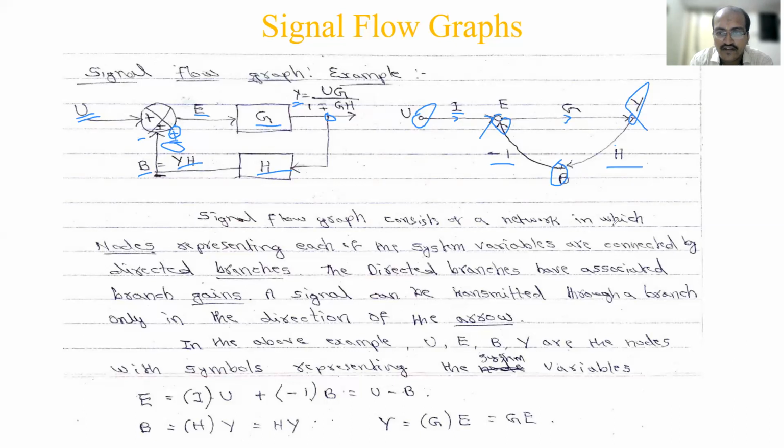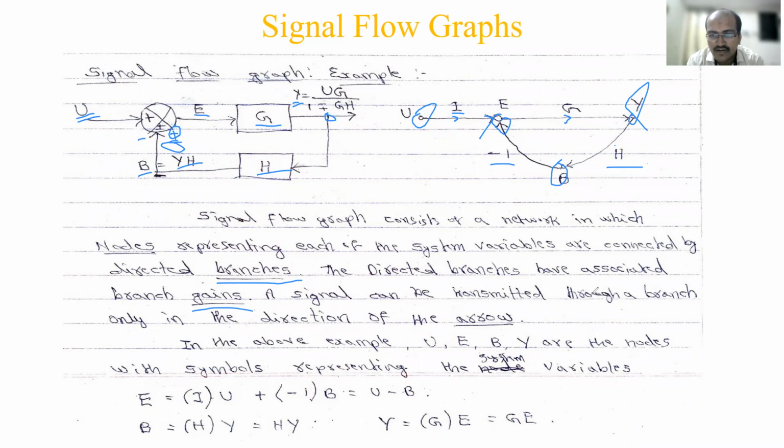A signal flow graph consists of a network in which nodes represent each of the system variables. So these are system variables: U, E, Y, B. U is the input, Y is the output, and E and B are intermediate variables. System variables are connected by directed branches. Directed branches means an arrow is shown and a direction is given; that's why they are called directed branches. The directed branches have associated branch gains. The branch gains, represented above the branches, 1, G, H, -1, whatever we have written, are called gains.